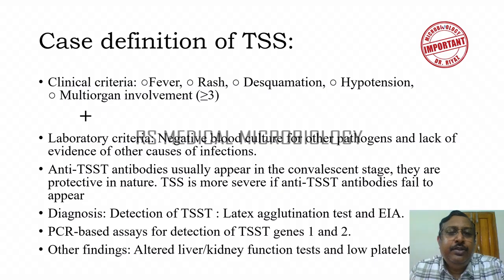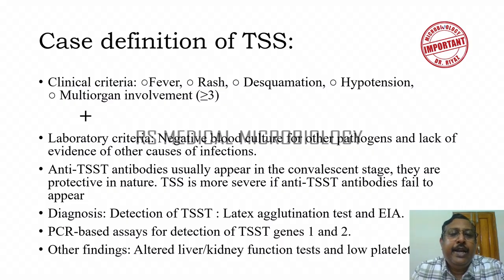So if we look at the case definition, the clinical criteria is fever, rash, desquamation, hypotension, and involvement of more than 3 organs. Along with this, you need to have a laboratory criterion where there is no other organism isolated in blood culture apart from Staphylococcus. Once the Staphylococcus toxins are there, there will be an antibody protection, which is the anti-TSST antibodies, mostly seen in the convalescent stage, and they will help the patient to recover. Sometimes, if these antibodies do not appear, that means the toxic shock syndrome is more severe.